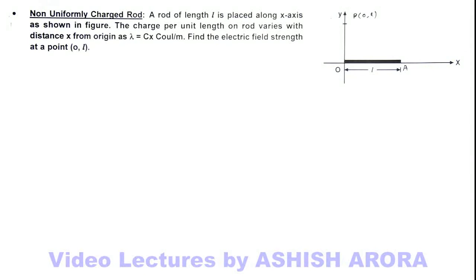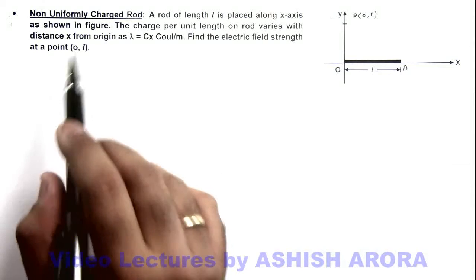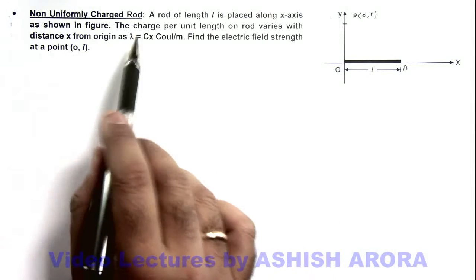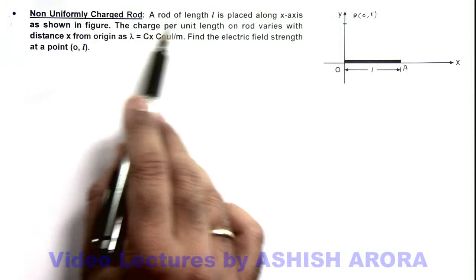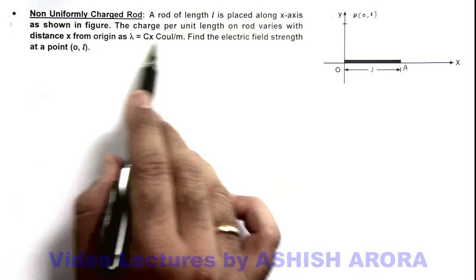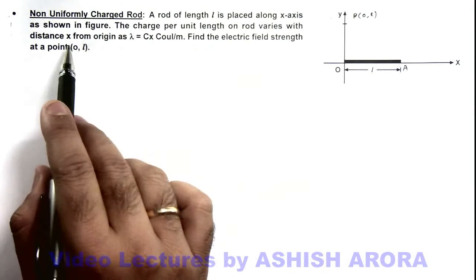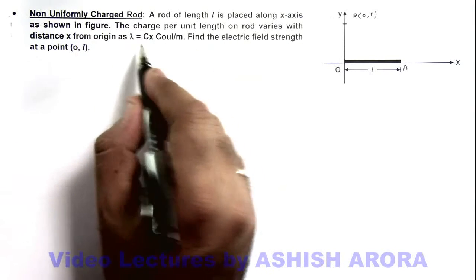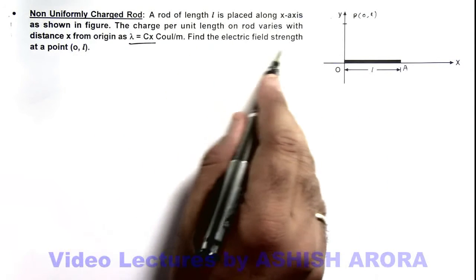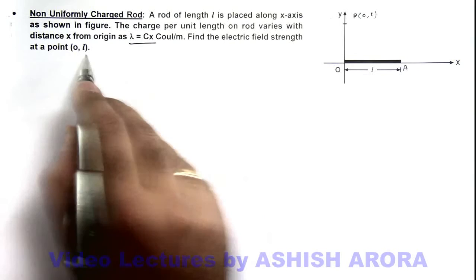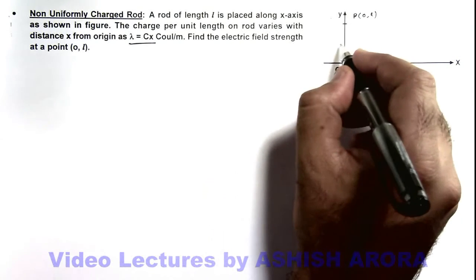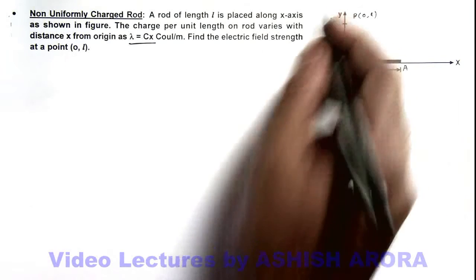In this illustration, we are going to study about a non-uniformly charged rod. Here the situation is given as a rod of length L placed along the x-axis as shown in the figure, and the charge per unit length on the rod varies with the distance x from the origin as lambda equals Cx coulomb per meter. We are required to find the electric field strength at a point P which is located at (0, L), that is, at a distance L from the origin along the y-axis.